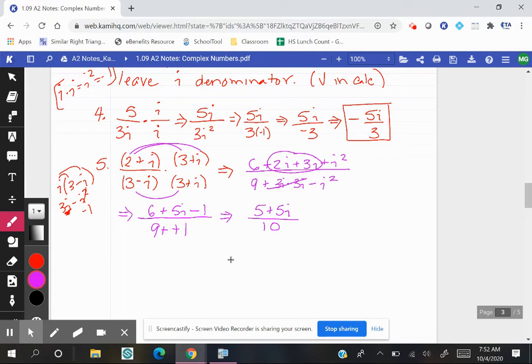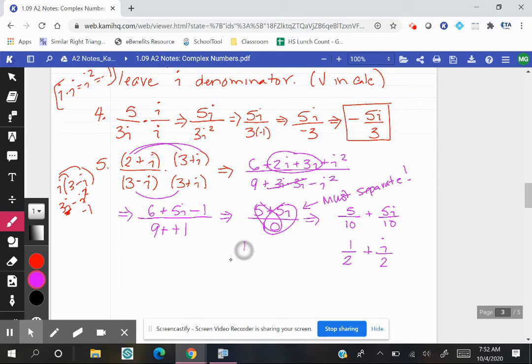Now we still have another issue. You're not allowed to leave it like this because we want the answer in a plus bi form, so you have to separate them, if they ask for it in a plus bi form. So you're going to take 5 over 10 plus 5i over 10. So I just broke it up into these two and these two. And then last step is we're going to reduce. So 5 over 10 is 1/2. And another 1/2. I didn't write the 1. You can write 1 over 2i is the same thing.